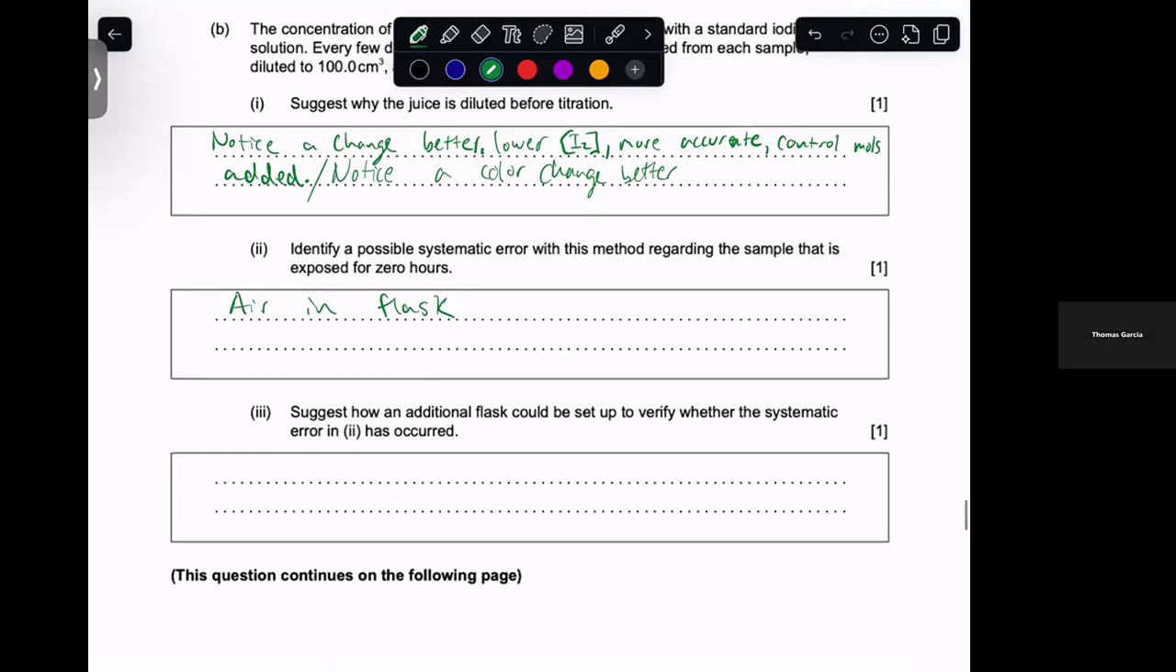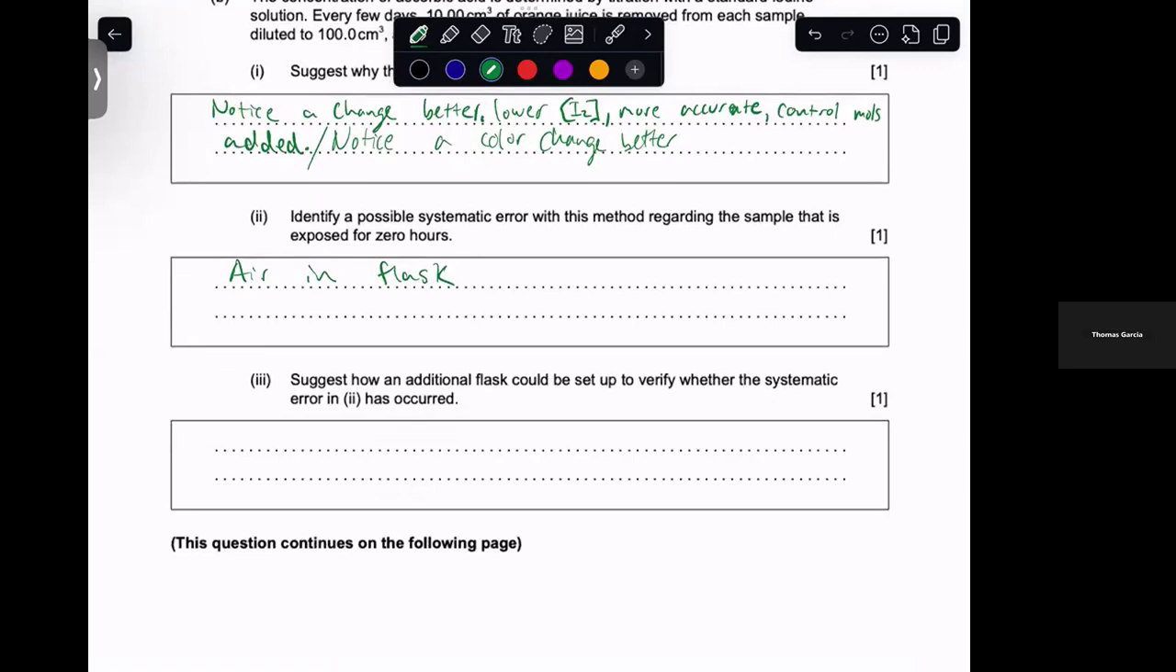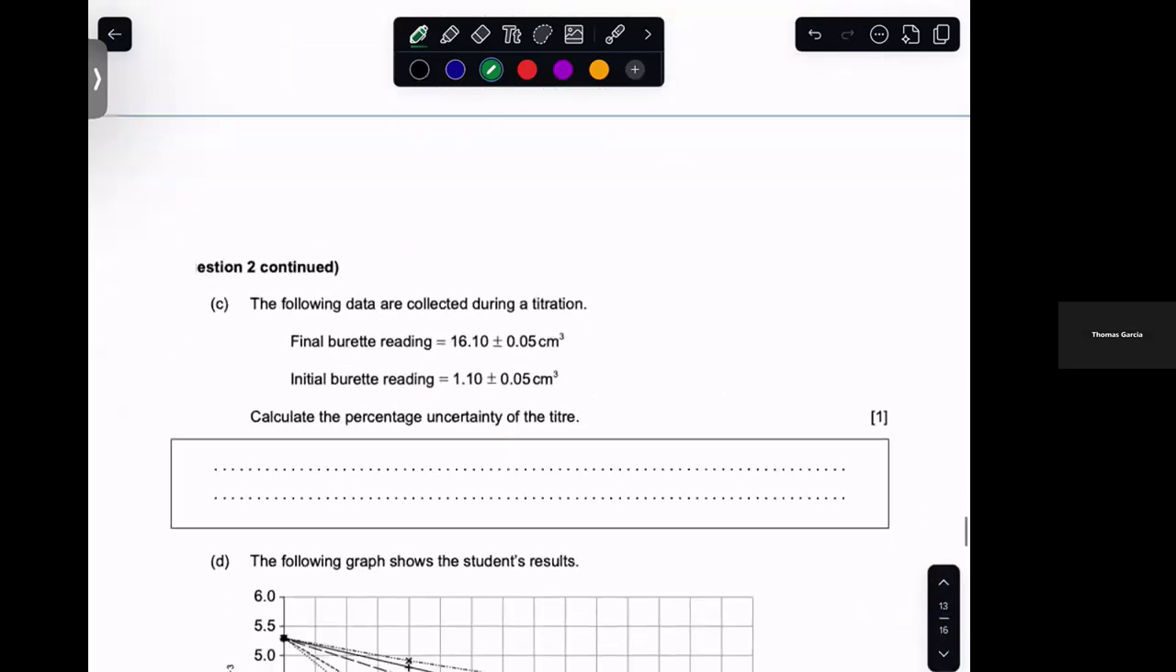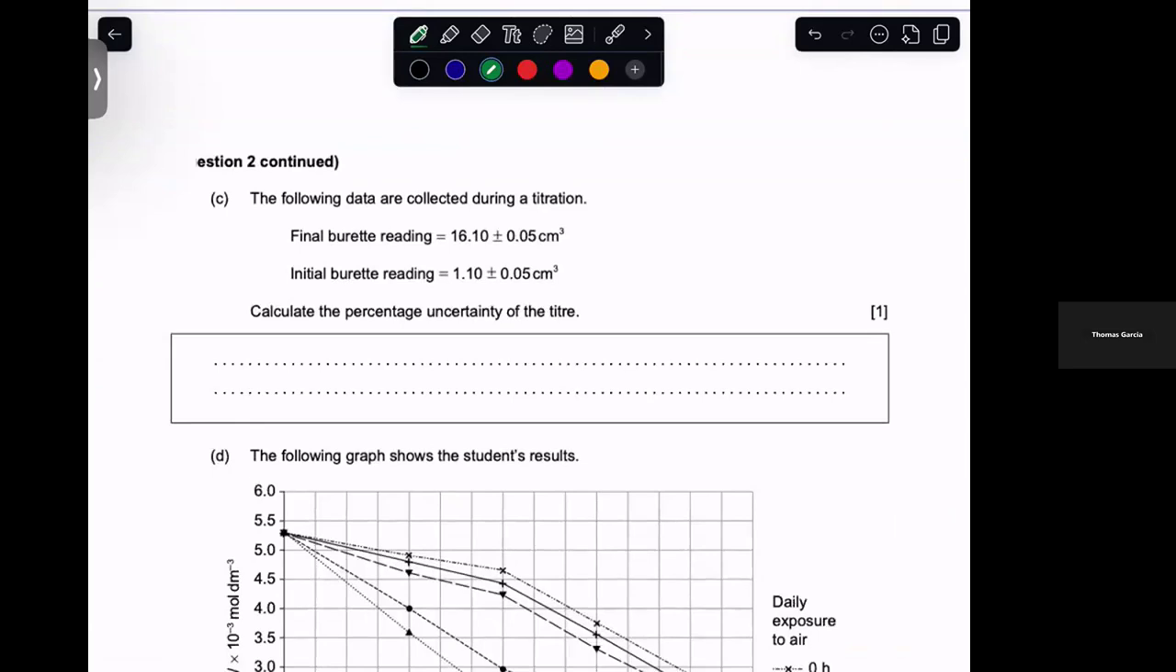Suggest how an additional flask could be set up to verify whether the systematic error has occurred. We could do this in a vacuum. We could use a syringe to inject OJ into the flask and fill it. Just some way so that the orange juice is not exposed to the air. We could do this in a chamber of inert gas like argon. Lots of things.